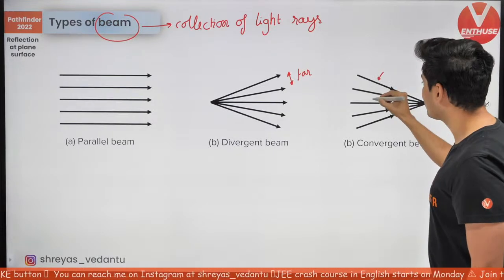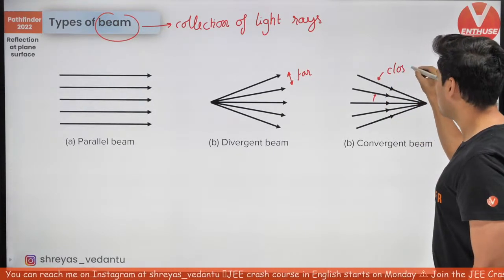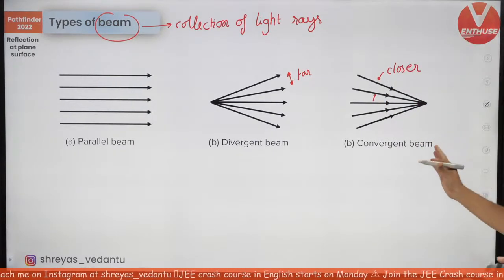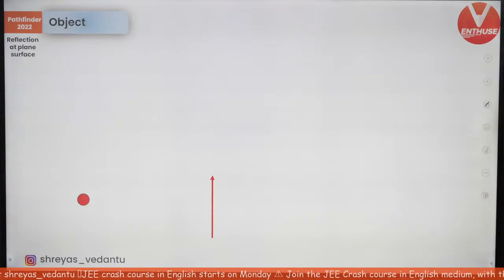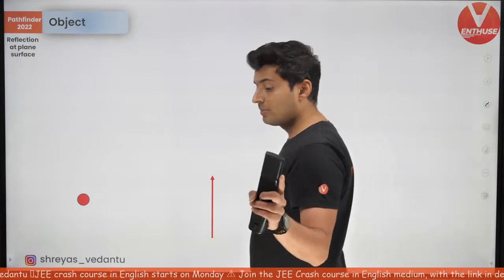Here you can see they come closer, so that is a convergent beam. So, three very important types of beam, standard definition. There's nothing great about it. Let's move ahead.